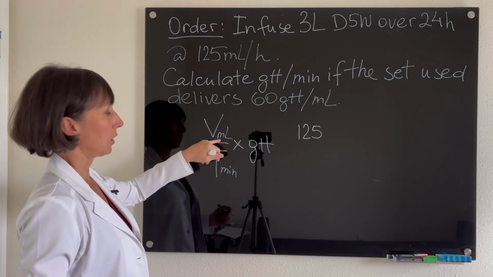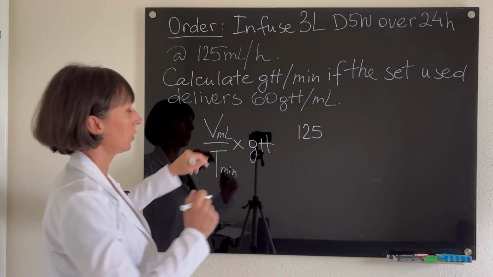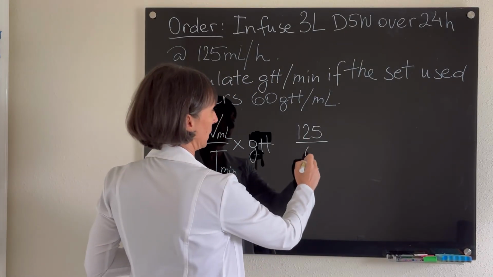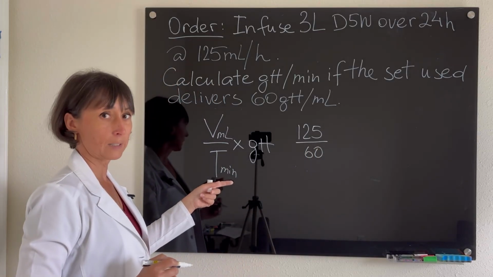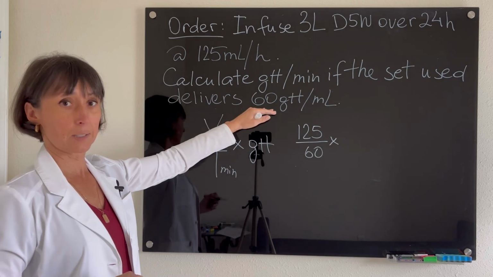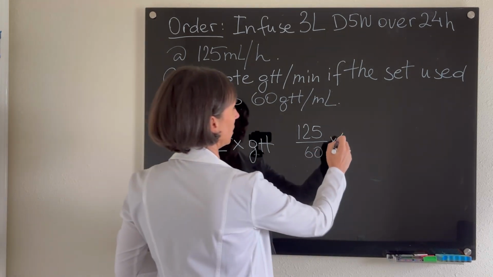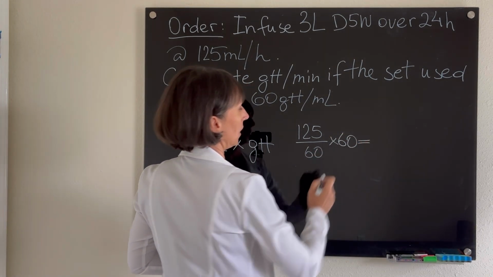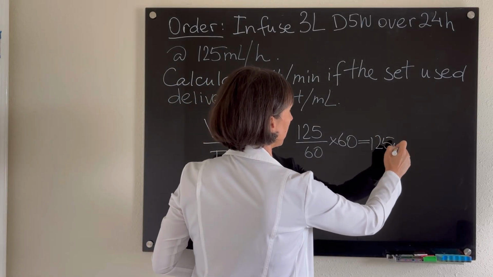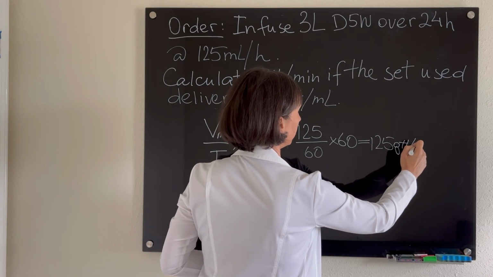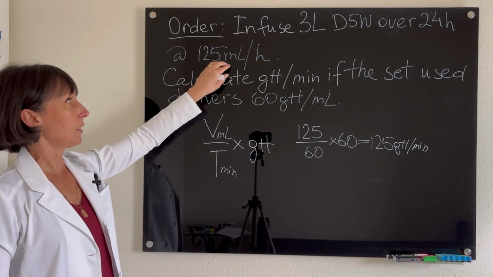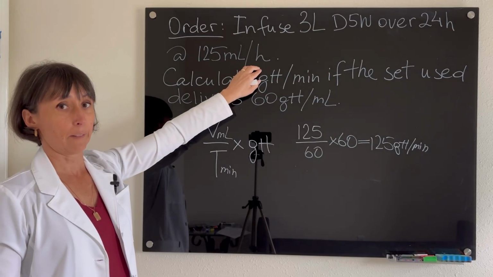It's already in milliliters. I have nothing to convert. Divided by 1 hour, which is 60 minutes. I'm converting my time to minutes. Times, what's my IV set? It's 60 drops per milliliter times 60. That gives me 125. I found this using this volume and this time.